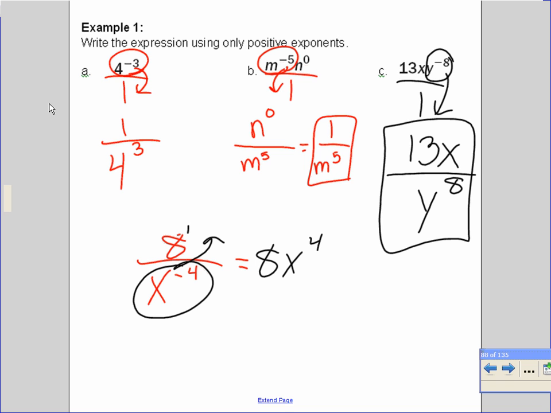Okay, who can explain why we don't move the whole thing? Good. The only term that has a negative exponent, Mary, is the y. The 13 is to the first power. The x is to the first power. Don't move something that has a positive exponent. If you do move something that has a positive exponent, it becomes negative, and that's not good. You know what I mean? You don't want it to become negative. Okay?